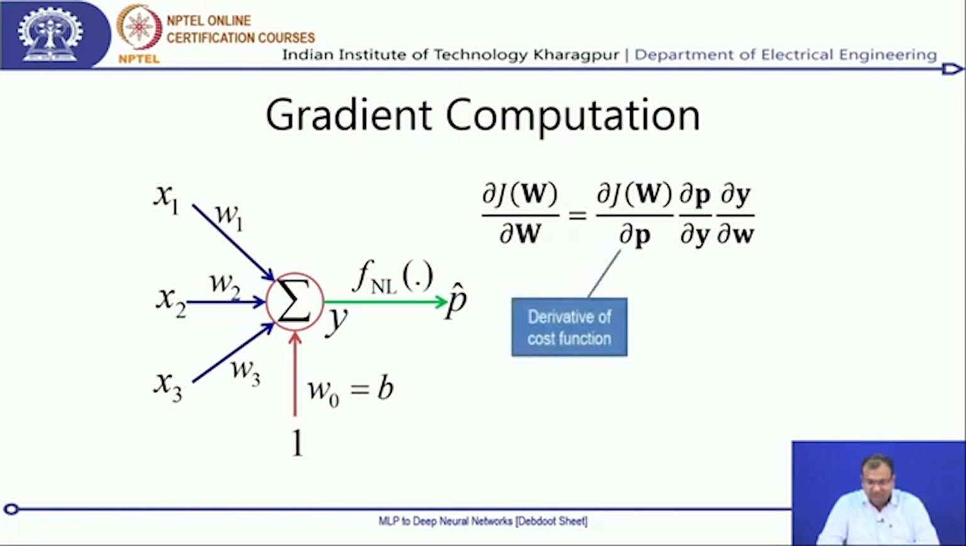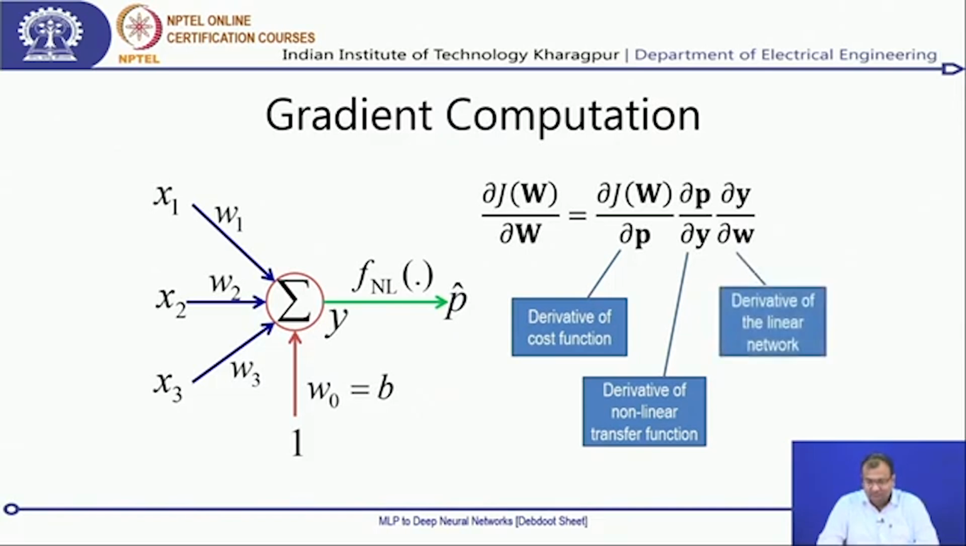Now, the first part of this gradient is a derivative of the cost function. The second part is a derivative of the nonlinear transfer function. And the third part is a derivative of the linear network itself. These 3 things together will help me find the gradient for my whole network in order to learn.